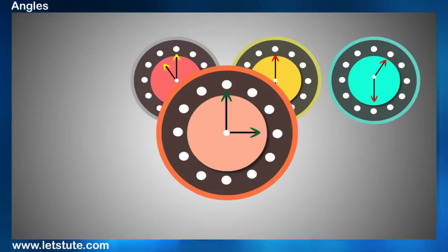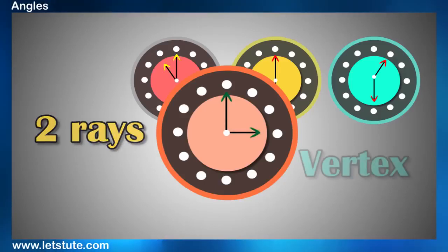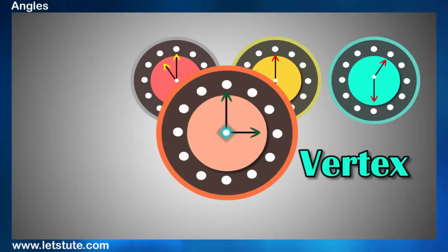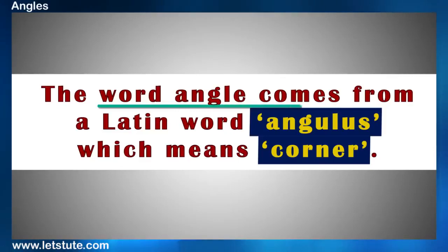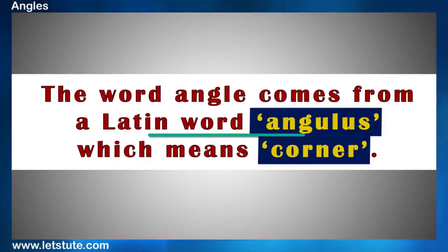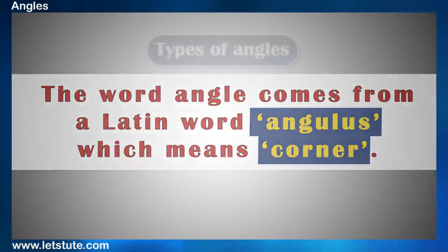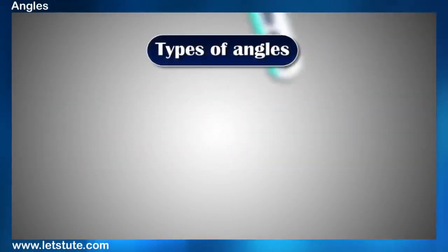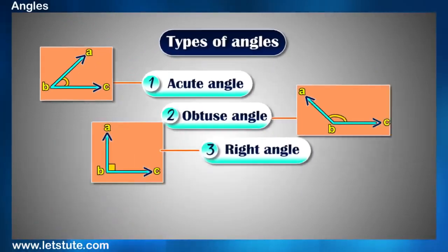An angle is basically a combination of two rays with a common endpoint called a vertex. And the word angle comes from a Latin word angulus, which means a corner. So a few basic types of angles are acute angle, obtuse angle and right angle.